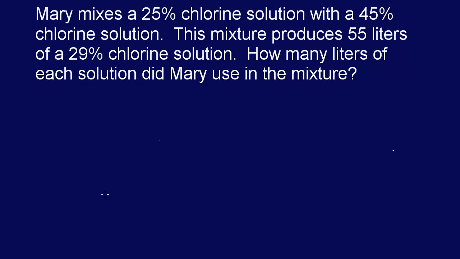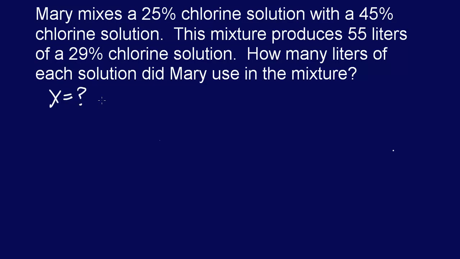So Mary mixes a 25% chlorine solution with a 45% chlorine solution. This mixture produces 55 liters of 29% chlorine solution. How many liters of each solution did Mary use in the mixture? So really what we're solving for is how much of each solution did we use?